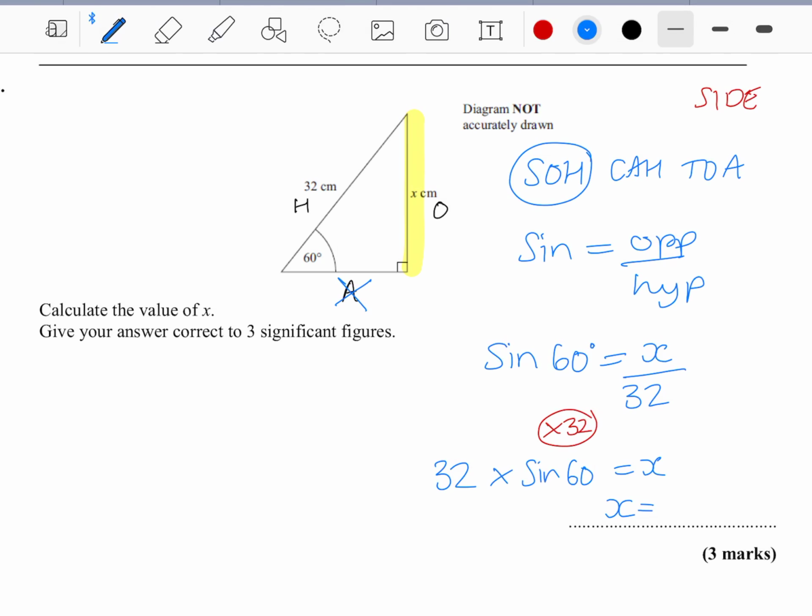And I'll type it straight in. 32 multiply sine 60. And that comes up as 27.71. 27.71281 keeps going, but because it says 3 significant figures, my cutoff is after 3 digits, so 27.7 centimeters long.